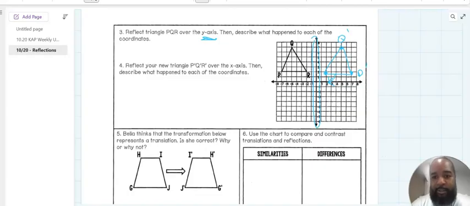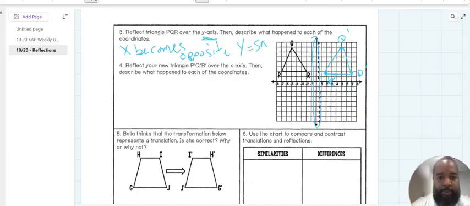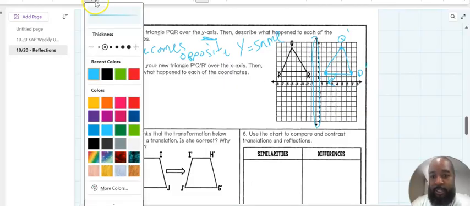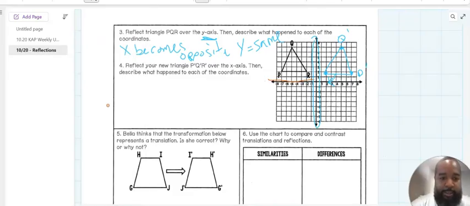So I'm going to write that again. X becomes opposite. Y stays the same. Just going to write same. Okay, but y stays the same. So then they want us to reflect the new PQR over the x-axis. I'm going to change colors again. So I want to reflect that over the x-axis.